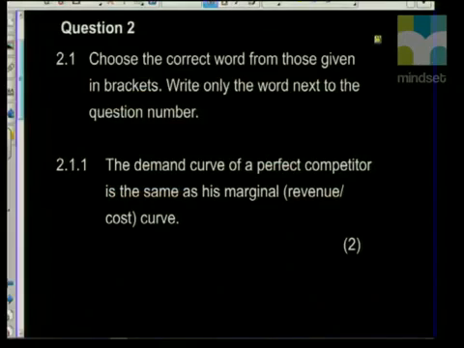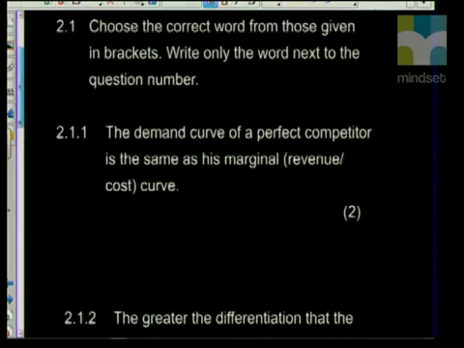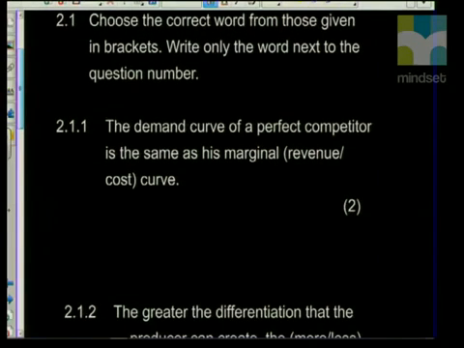Now we move on to question 2, the actual questions for section B. 2.1 says choose the correct word from those given in brackets. Write only the word next to the question number. Be careful when you read the instructions. If it says write only the word, do not write the entire sentence because it makes it very difficult for the person who has to mark the paper because they're looking for a word and now they have to find the word in the sentence.